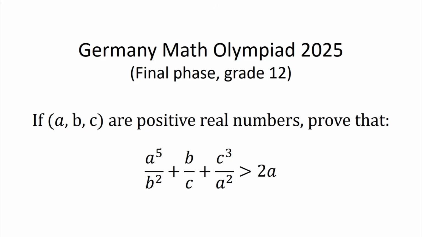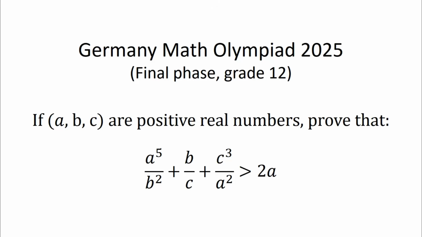So the condition of the problem is as follows. If a, b, c are positive real numbers, prove that a to the fifth divided by b squared plus b divided by c plus c cubed divided by a squared is greater than 2a. Now the first difficulty we notice is that the inequality is not symmetrical. So let's see some possible solutions of the problem.